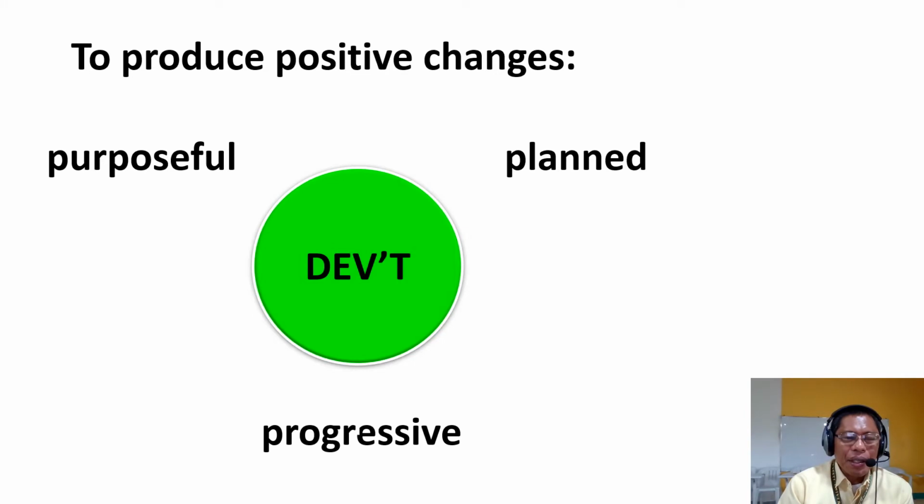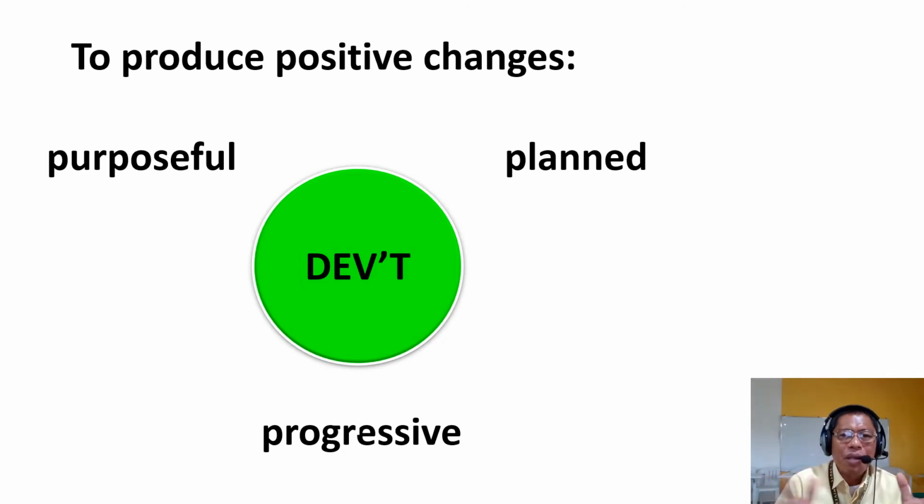So, it should be purposeful, planned, and progressive. Yung isang pagbabago, change, para magkaroon ng magandang development, changes should be purposeful. There should be a specific target in mind, a specific objective or goal. What is it that we want to achieve? Why are we changing this curriculum? Yun ang tanong sa gobyerno. What is it that we want to achieve? What is it exactly that we want to attain?